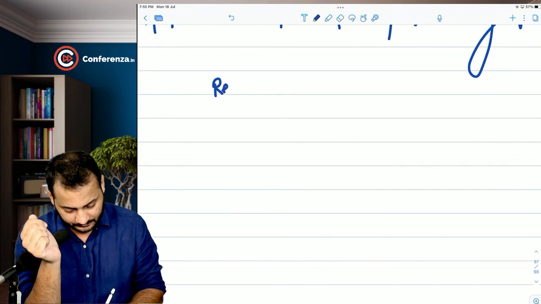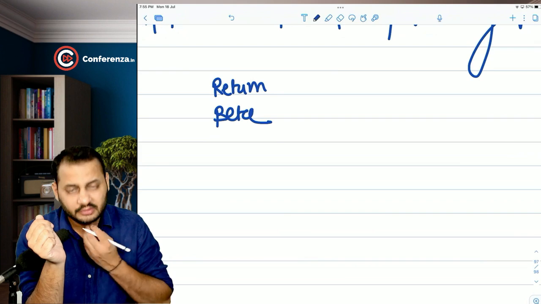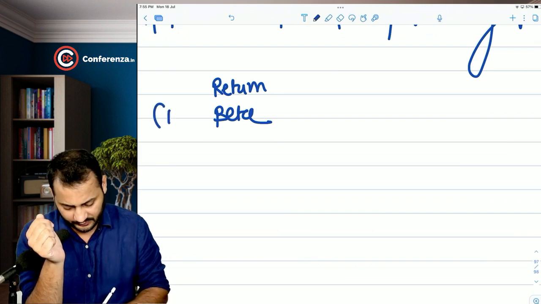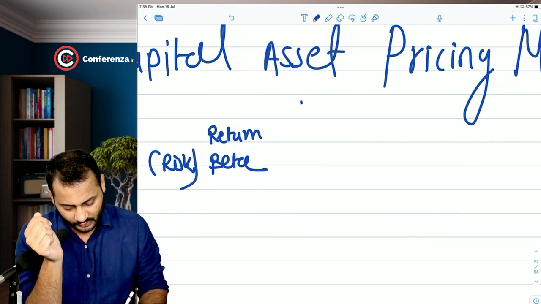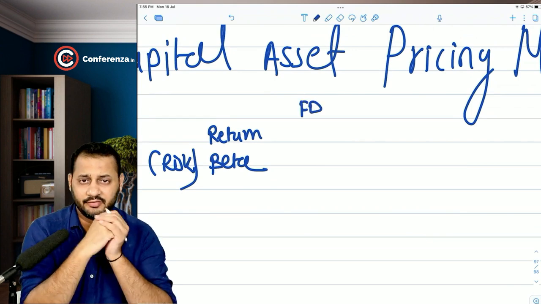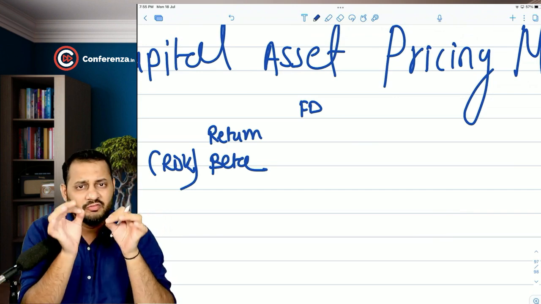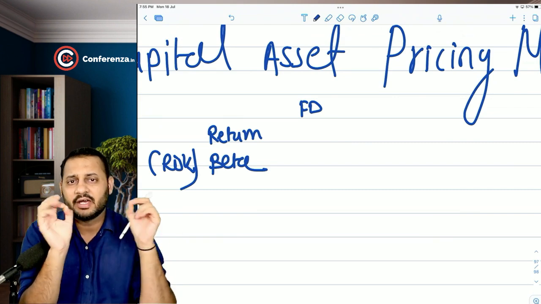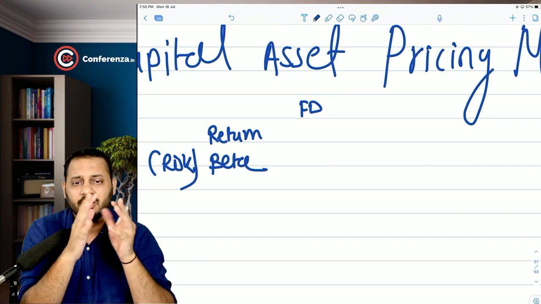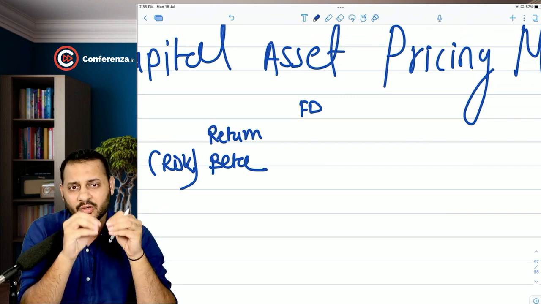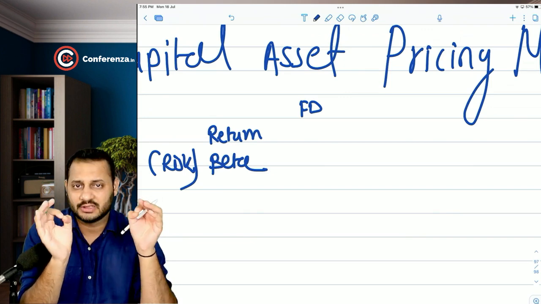Let's say this is return and this is beta, meaning the risk that we are considering. Let's take the easiest concept, that is FD, fixed deposit. Do you think there is any risk in that fixed deposit? There is always a risk in every kind of investment. But virtually, fixed deposits or savings or government bonds are instruments which carry zero risk.